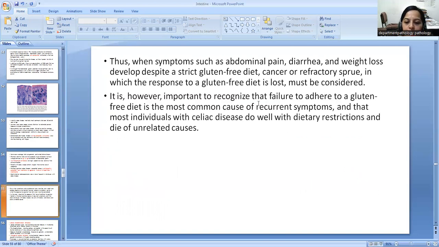It is however important to recognize that failure to adhere to a gluten-free diet is the most common cause of recurrent symptoms, and that most individuals with celiac disease do well with dietary restrictions, and they die of unrelated causes.